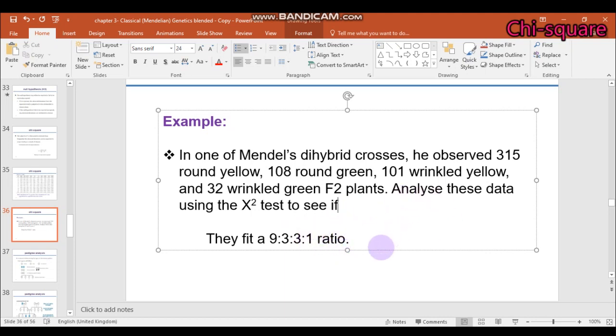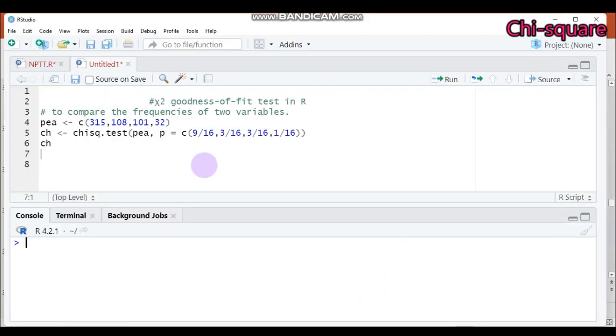So let's go back to our analysis. As I mentioned before, you observed four different F2 seeds. The first one is 315, the second one is 108, then 101, and lastly 32.